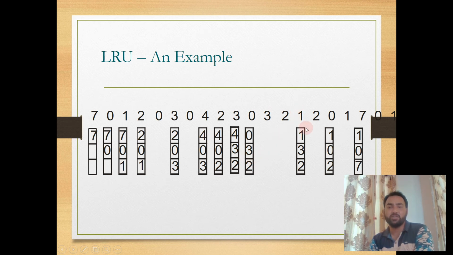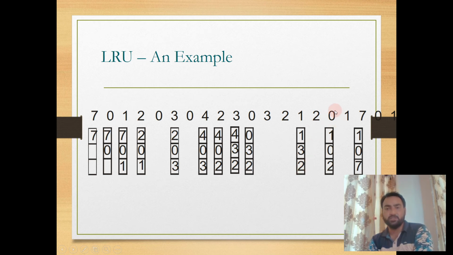Then comes page 1, which is to be replaced with page 0 in the frame set, as 0 is the least recently used page. Now the frame set has pages 1, 3, and 2. Then comes page 2 in the page string. It is already available in the frame set, so no page fault.